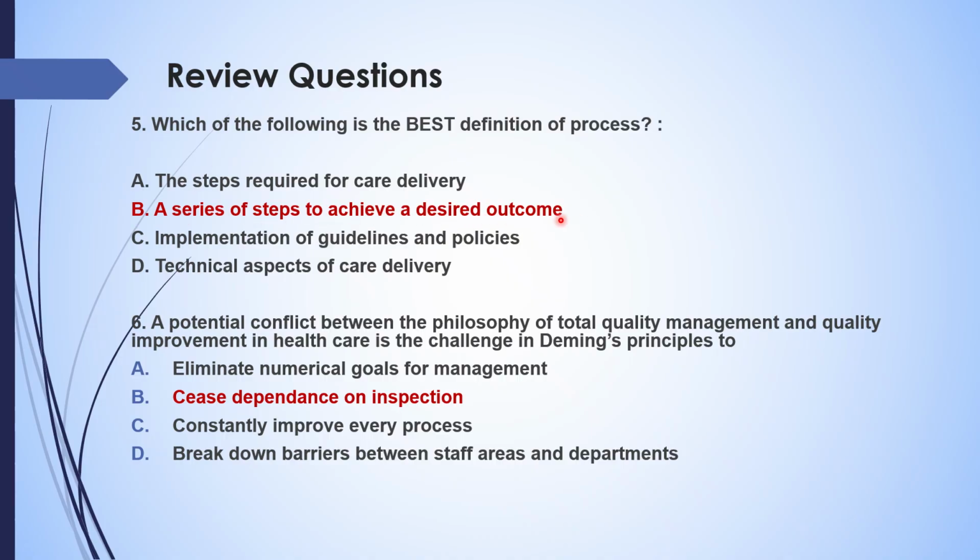So that is called process. It is not the steps required for care delivery, implementation of guidelines and policies. That is a process, but that is not the best definition. Technical aspects of care delivery are also a process, but the best definition is process leads to outcome. Series of steps to achieve a desired outcome is called process. A potential conflict between the philosophy of total quality management and quality improvement in healthcare is the challenge in Deming's principle to cease dependence on inspection.